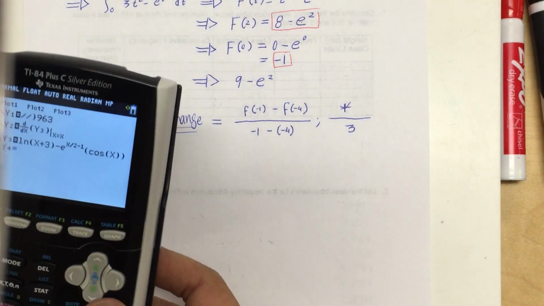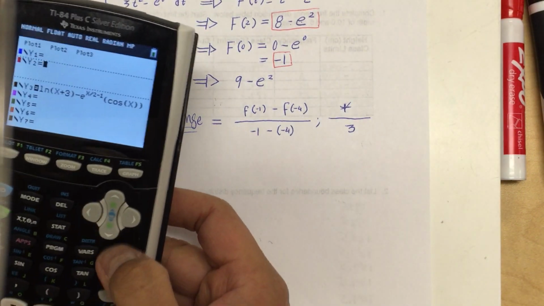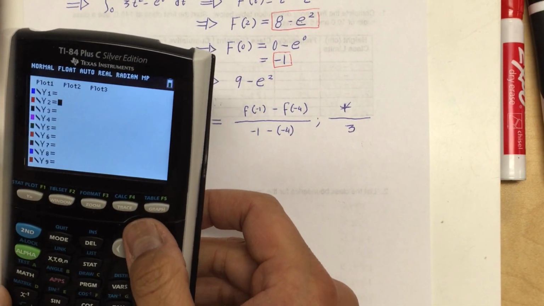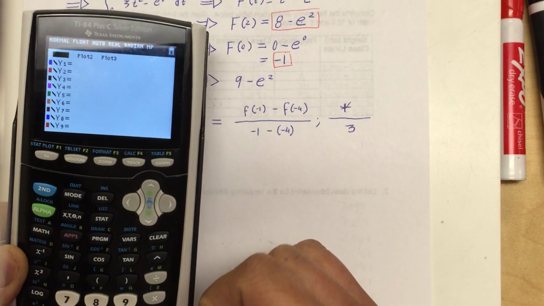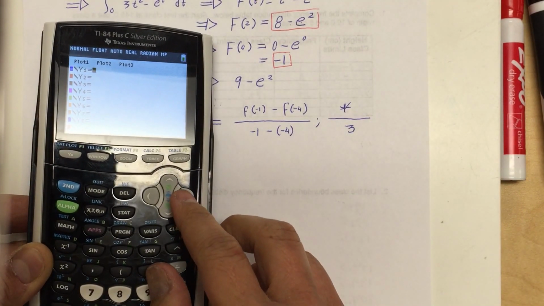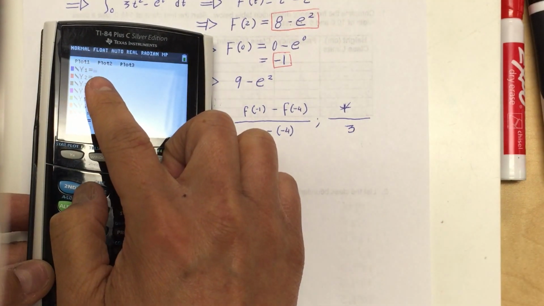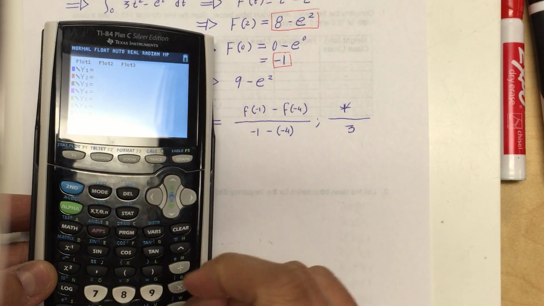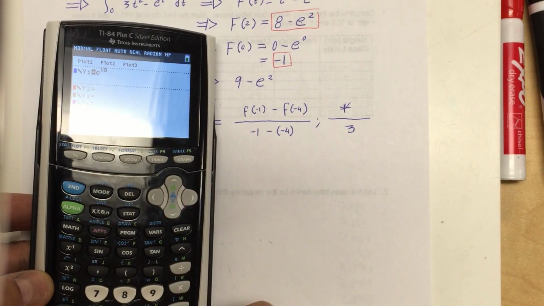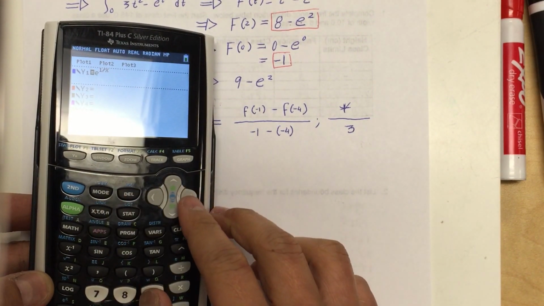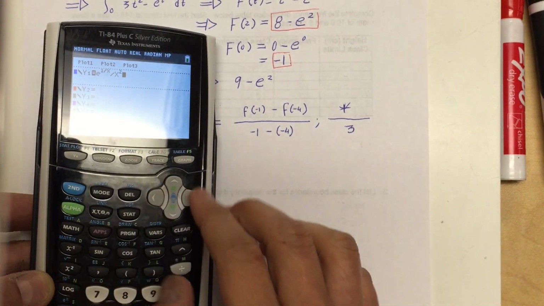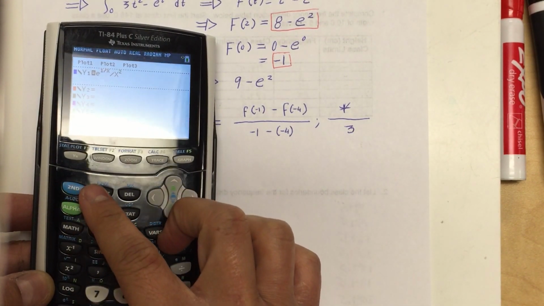The first thing we will need to do is type the function given into the calculator. So if you look carefully, it is e to the 1 over x. I'm going to type it in y1 because it's easier that way. So e to the 1 over x, and then we're going to divide this by x squared. All right, so that's stored in there as y1.